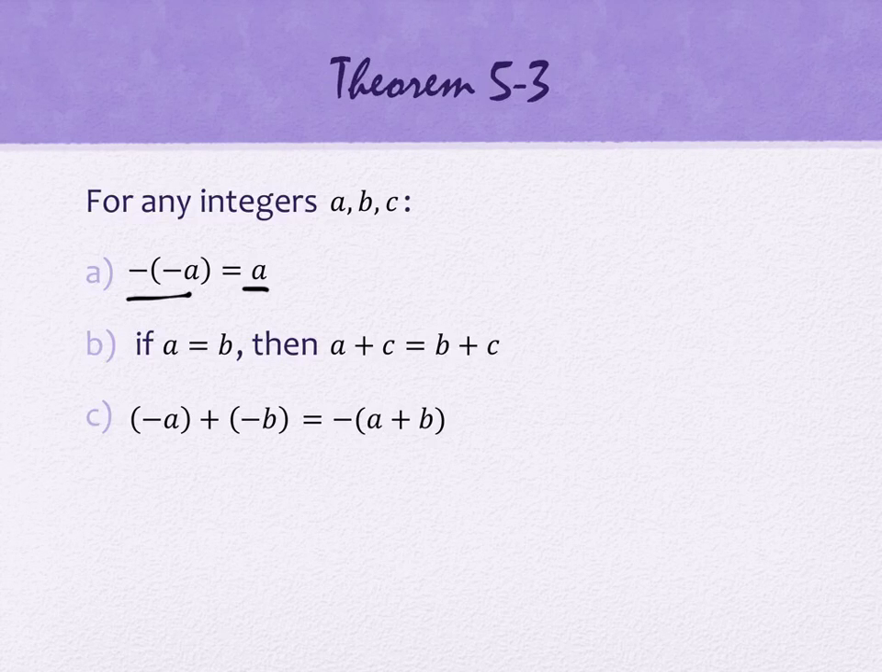If you have A is equal to B, then A plus C is equal to B plus C. We use that with equations all the time. We've seen that before as well. We saw that with whole numbers. C, however, is new because of the negatives that are involved.